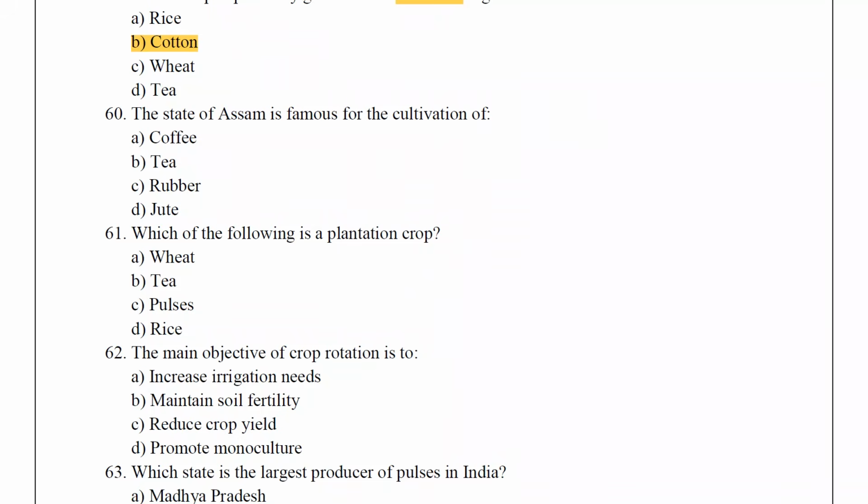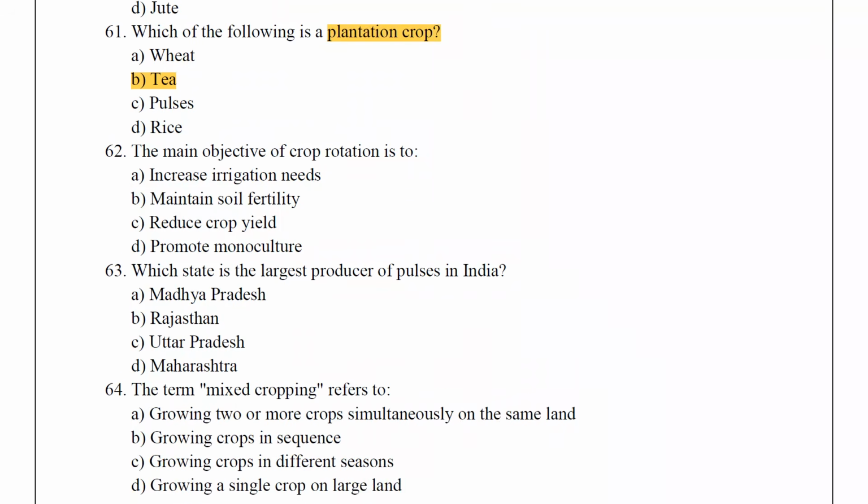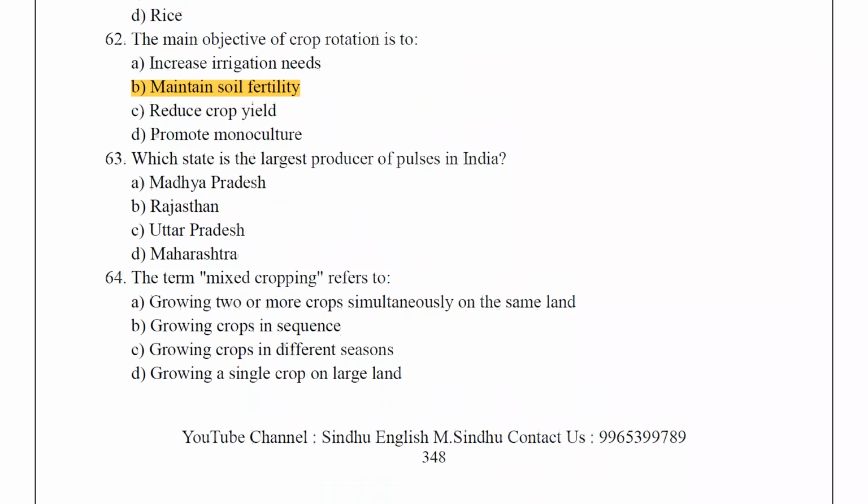The state of Assam is famous for the cultivation of tea. Assam tea. Which of the following is a plantation crop? So, plantation crop is tea. The main objective of crop rotation is to maintain the soil fertility.